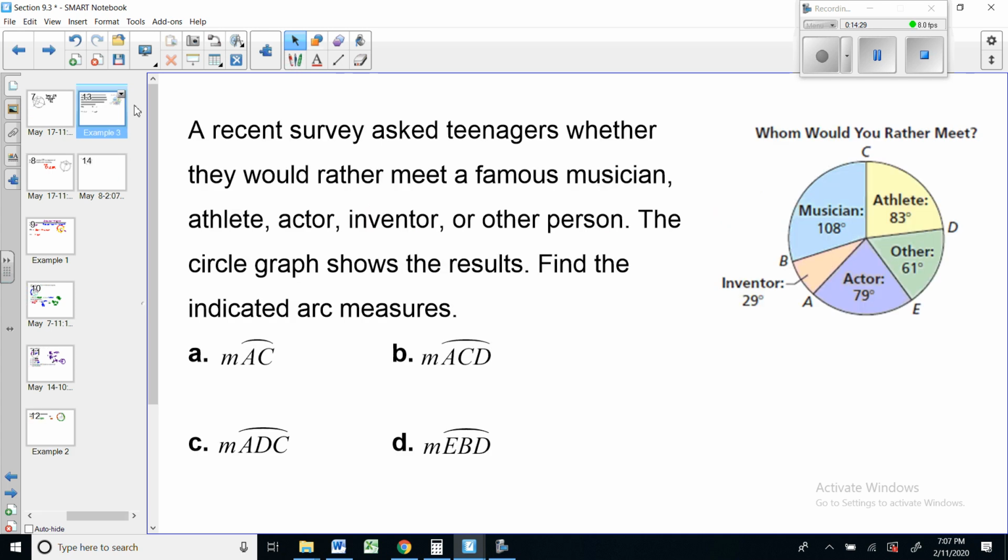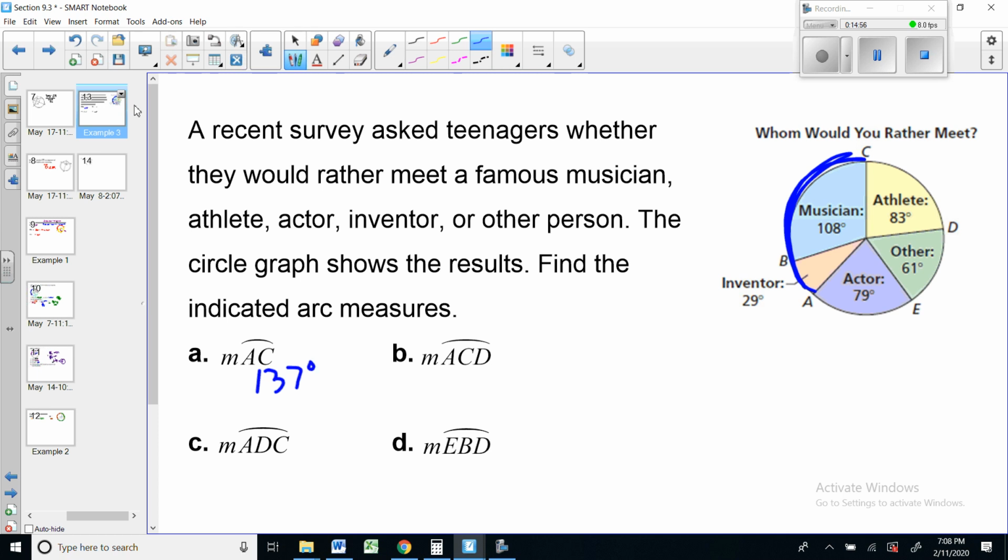A recent survey asked teenagers whether they would rather meet a famous musician, athlete, actor, inventor, or other person. The circle graph shows the results. We want to find our indicated arc measures. What about our arc from A to C? Now, remember this is a minor arc, so I'm starting here at A and coming around to C on the smaller side. So I need to take those numbers for a musician and an inventor and do what? We need to add those together. That's going to give us 137 degrees.